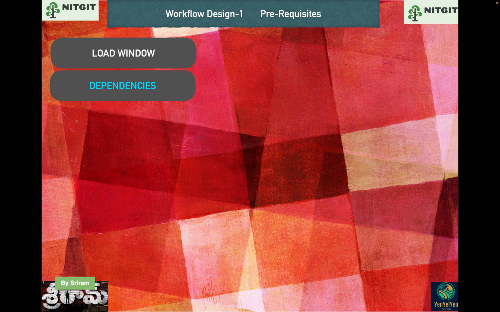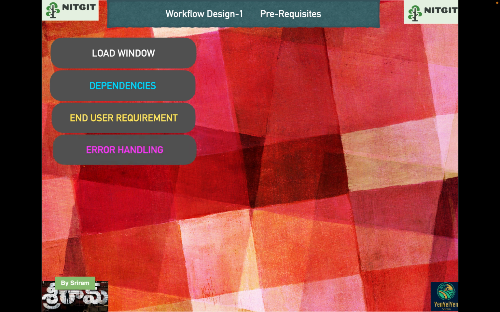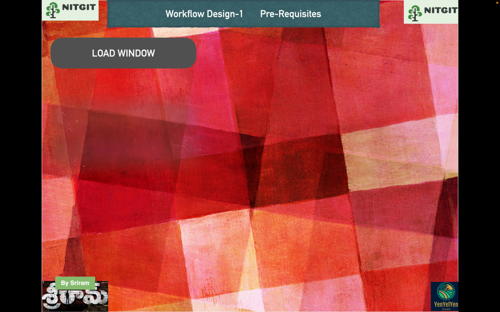Workflow design prerequisites are load windows. We have to find out what the load window is and the dependencies between the source systems and the data, understanding the data basically, and end user requirements, what they want and when they want the data to be available for them, and error handling, how you handle the errors.